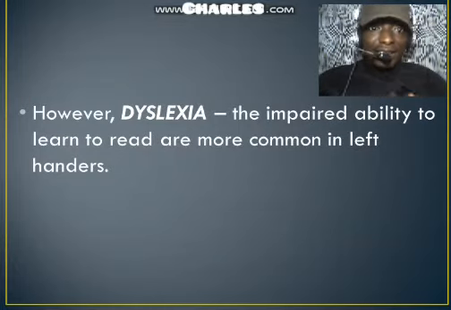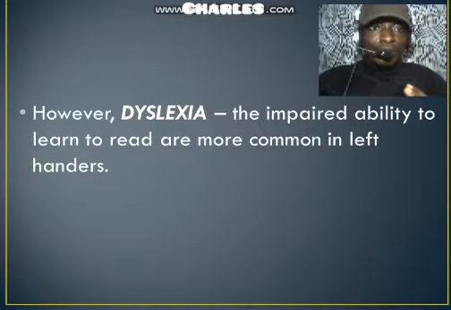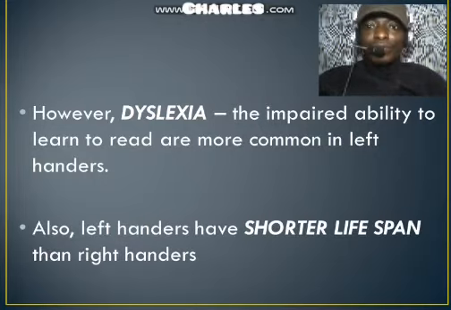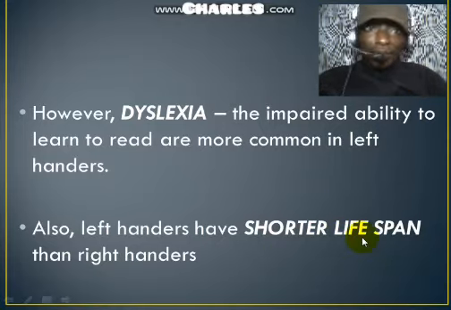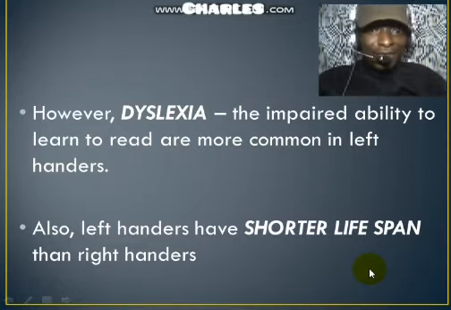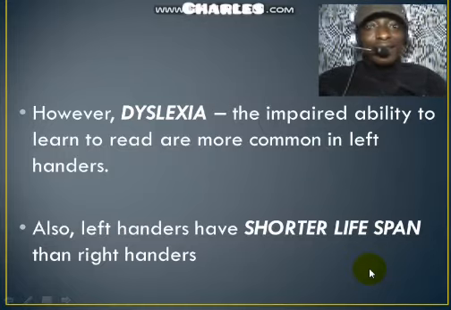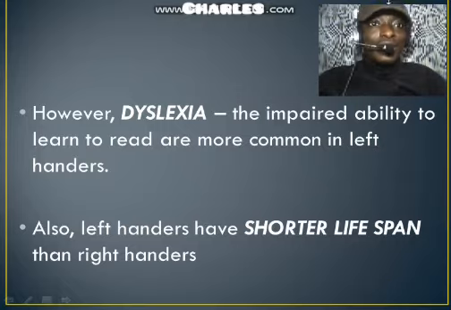However, dyslexia, the impaired ability or the inability to learn to read, is very common in left-handed people. Okay. Also, left-handed people have a shorter lifespan than right-handed people. Okay. I'm not saying that every left-handed person in this class or listening to me or watching this video will die today. That's not what I'm saying. But for reasons that are unknown, somehow left-handed people die earlier in life than right-handed people. All right. But the reason for this is not known.